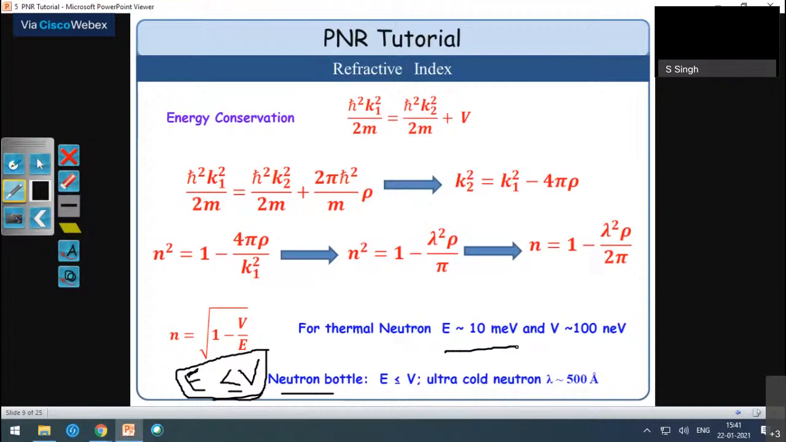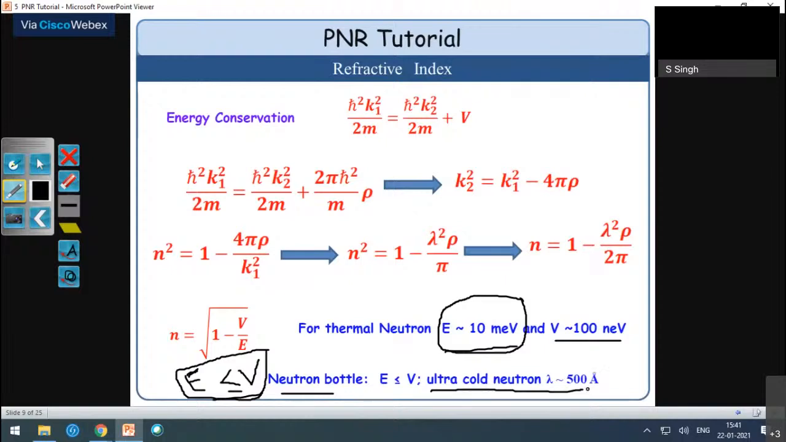You can see from here, for a typical thermal neutron we have 10 millielectron volt, and the potential is 100 nanoelectron volt. So how do we make the potential higher than this? Practically, there is no such material available, but there are other options. You can reduce the energy of the neutron, which we call cold neutron or ultra cold neutron, where the energy becomes a fraction of a millielectron volt and the wavelength becomes around 100 or 500 angstrom. Then you can make that kind of thing. Like I said, for an ultra cold neutron, lambda equal to 500 angstrom.